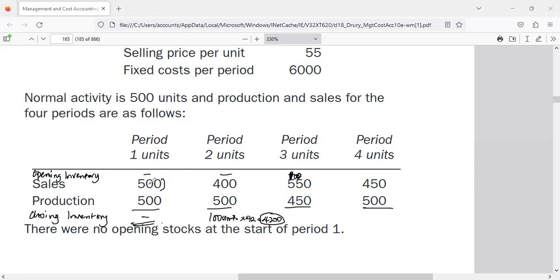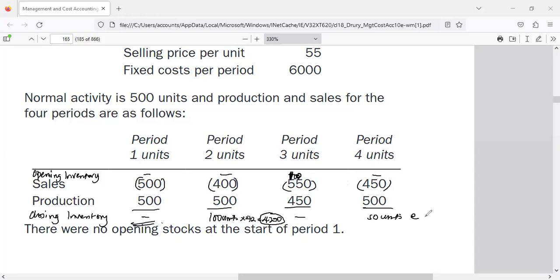So these are 100 units, but these are 100 units from period 2. Remember, the sales will be minused from our formula. What is the formula I gave you? So 100 units opening inventory. You've produced 450, meaning that you have 550 units available for sale. Then you sell 550. So all the units available for sale have been sold. So no closing inventory in period 3. However, in period 4, you produced 500 units and sold 450. So here you have closing inventory units of 50 units.